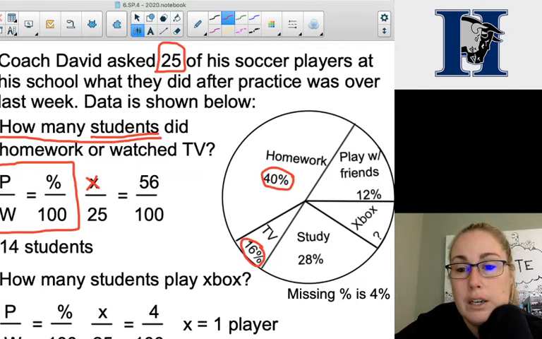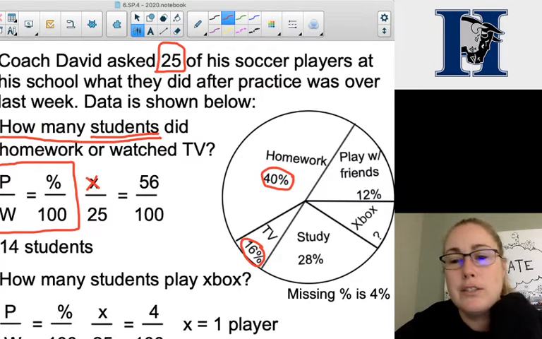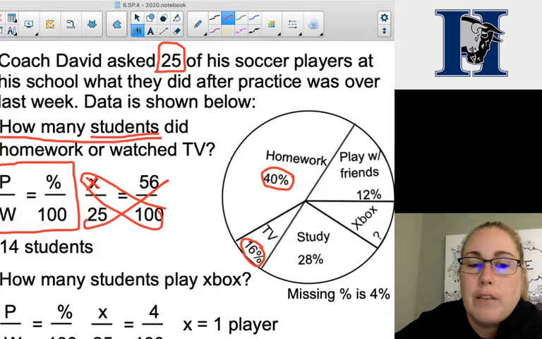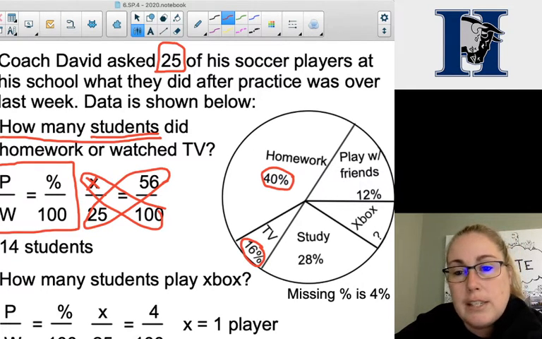Once you get here, what do you do? Cross multiply. Oh my gosh, you guys are so smart. Way to go. We're going to cross multiply. So X times 100 equals 25 times 56. Solve for X by isolating the variable, and you get 14.